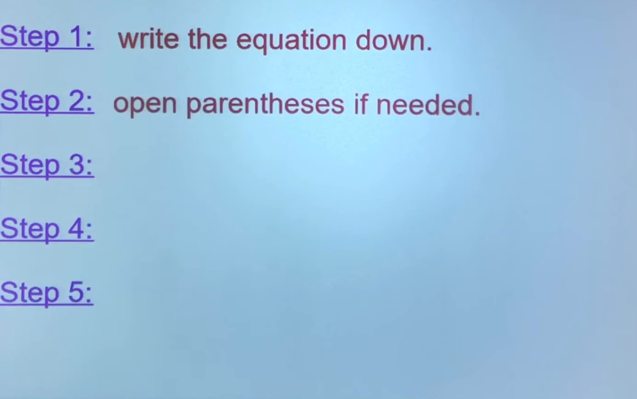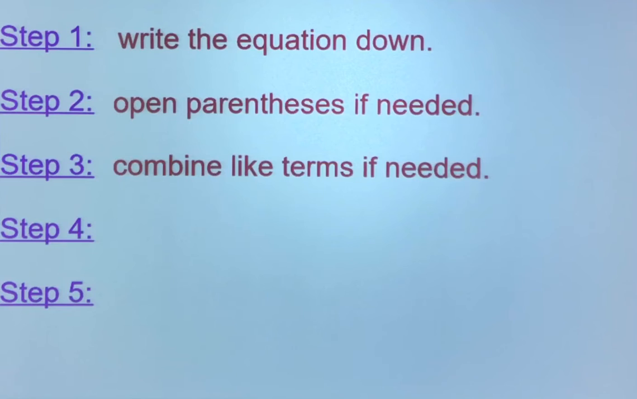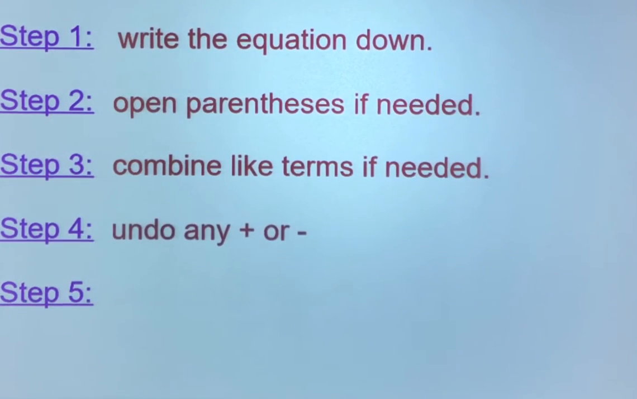If there are parentheses, we're going to have to open those parentheses up using the distributive property. All right? Step number three will be to combine like terms if there are any. Okay? So we're going to look and see if there's any like terms. If there are, we're going to combine them. Step number four is to undo any addition or subtraction. Once we've done that, we're going to look to see if there's any multiplication or division to undo.